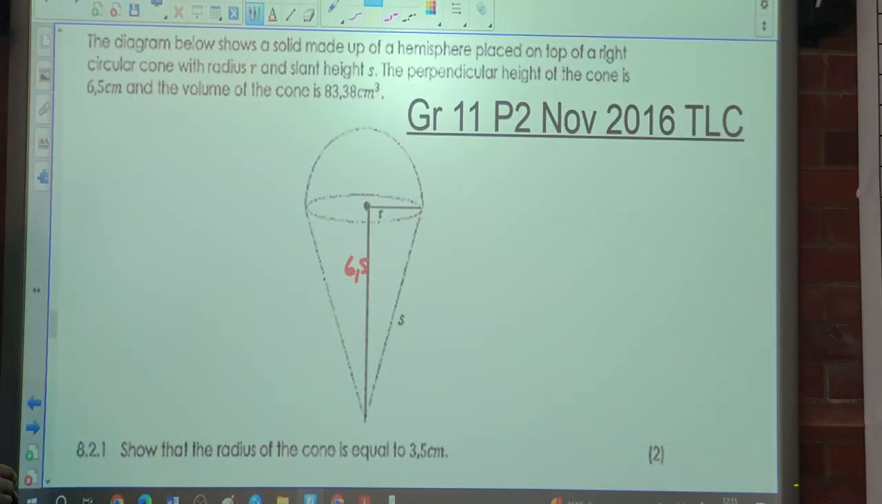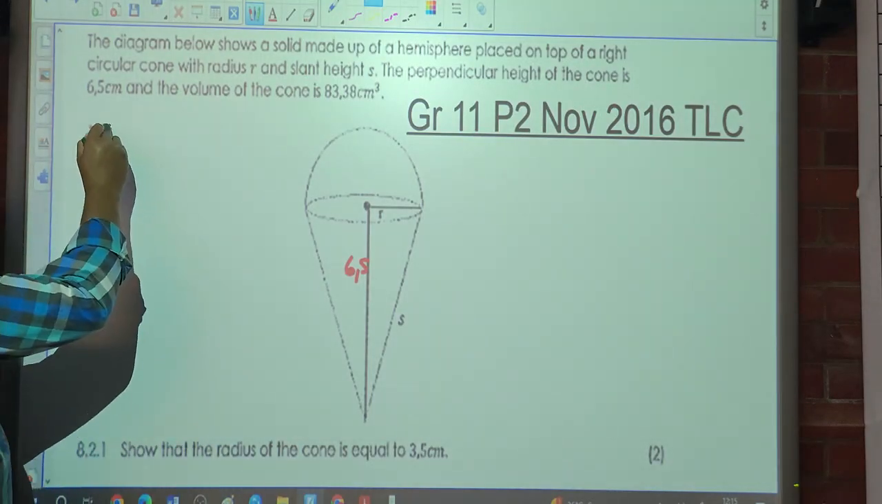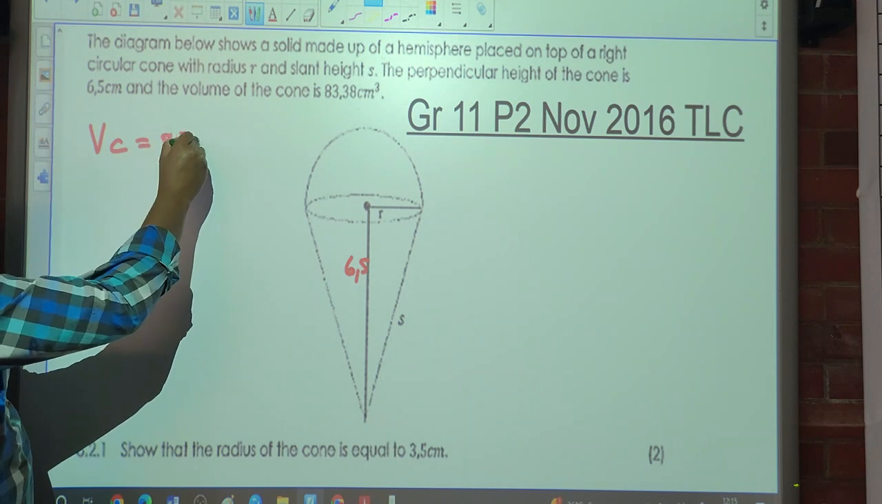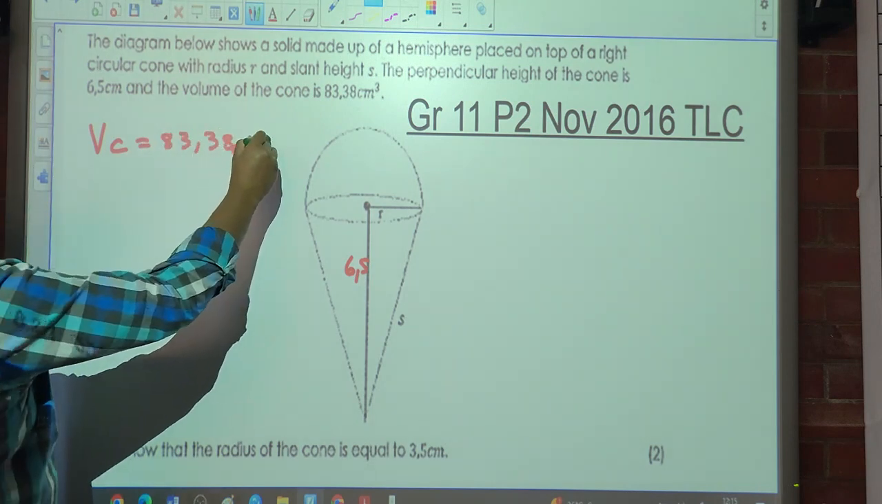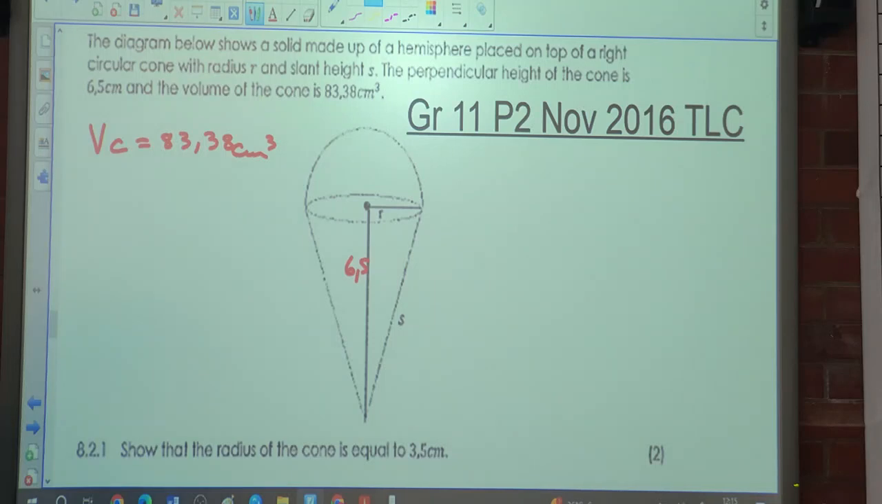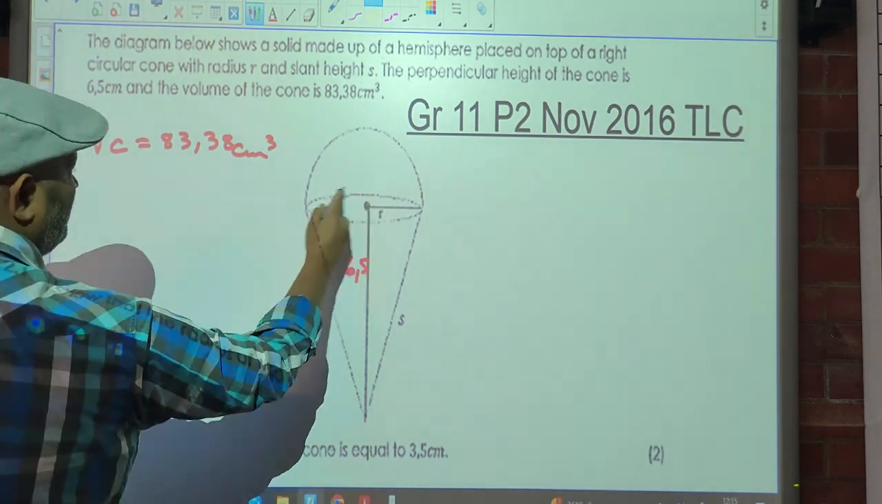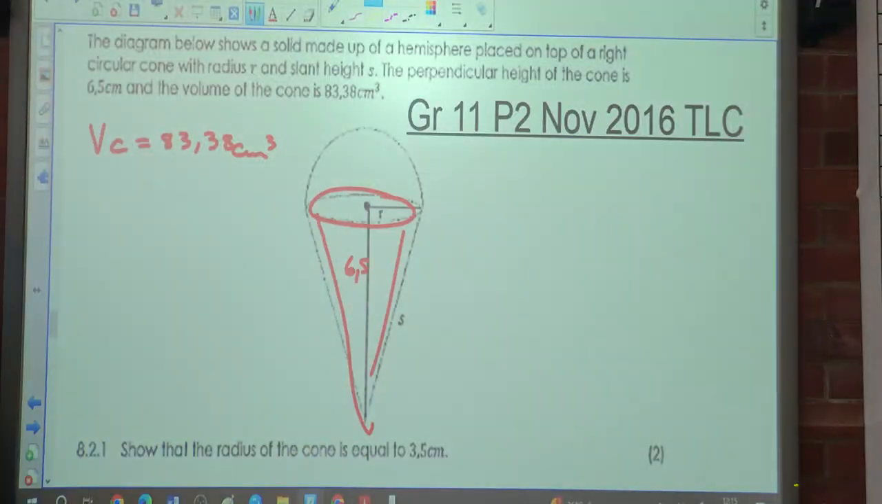Okay? And the volume of the cone is going to be 83.38 centimeters cubed. Okay, so the diagram below shows a solid made up of a hemisphere placed on top of a right circular cone. So this volume is only the volume of the sphere. You all agree with that? Okay. The perpendicular height of the cone is 6.5, and the volume of the cone is given. First question.